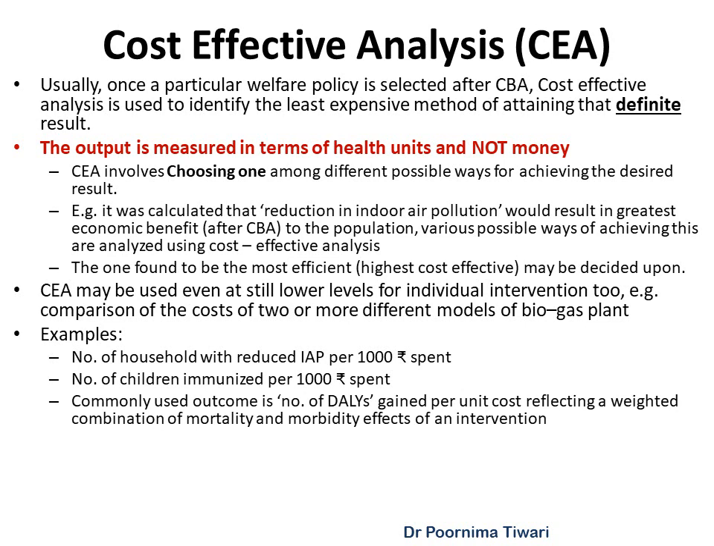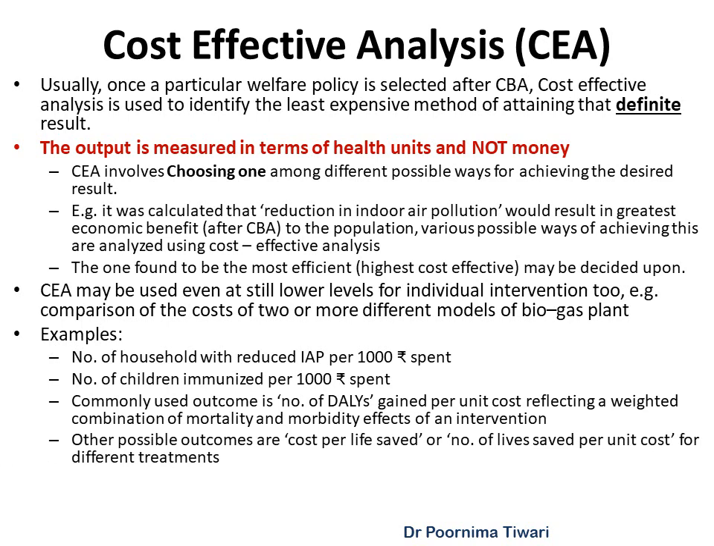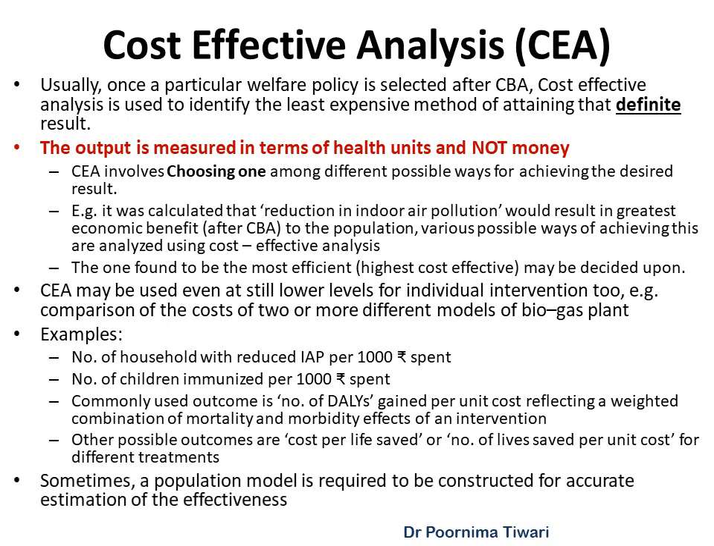The most commonly used outcome is number of DALYs, that is disability adjusted life years gained per unit cost, because it reflects a weighted combination of both deaths and morbidity due to the condition. So these effects are reflected in DALYs. So this is the most commonly used outcome. So number of DALYs gained per unit cost. Other possible outcomes can be cost per life saved, or number of lives saved per unit cost for different treatments for the same ailment.